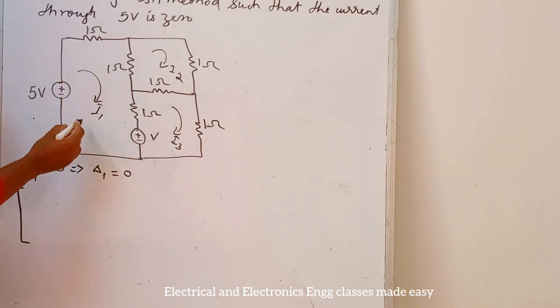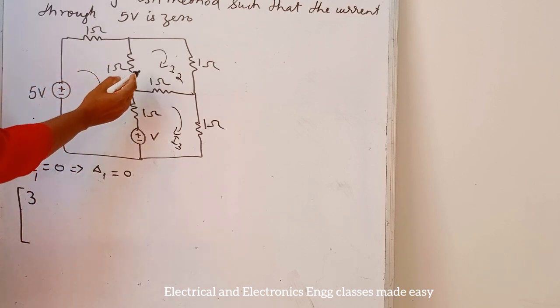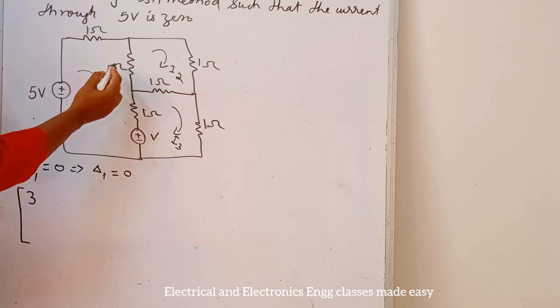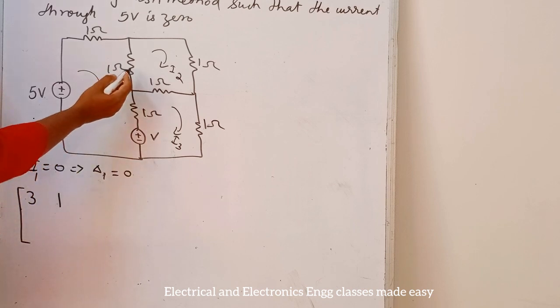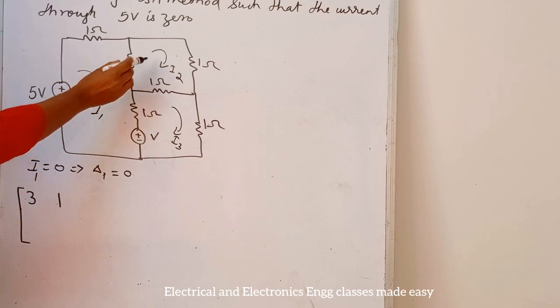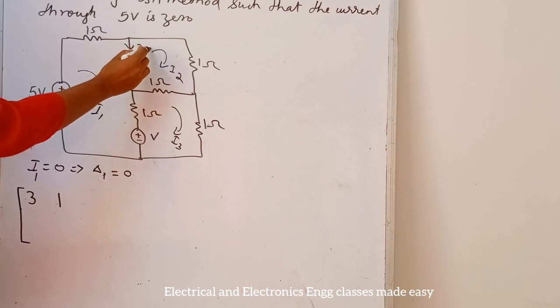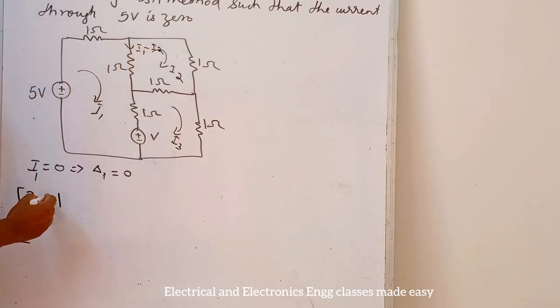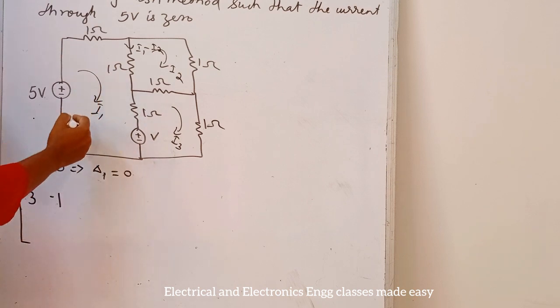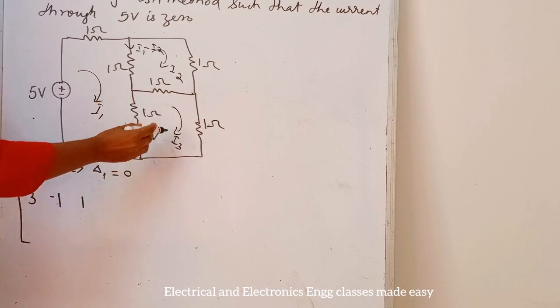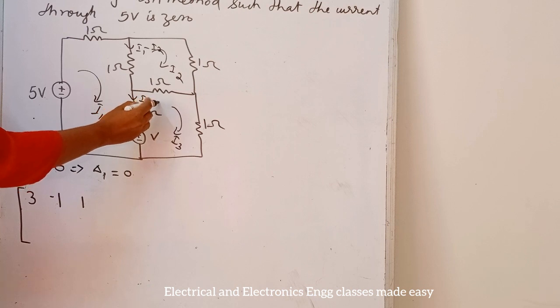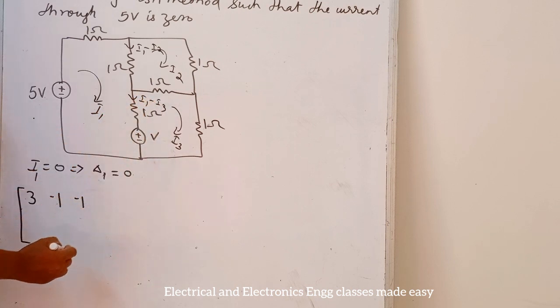R11 is the total resistance in the first loop, that is 1, 2, 3. Then R12 is common to first and second loop, that is 1 ohm, and its direction is I1 in this direction, I2 opposite. So through this one I1 minus I2 is flowing, so this is minus 1. Then R13 is common to first and third, it is also 1. I1 and I3 are opposite, so this is I1 minus I3, so we can write minus 1.